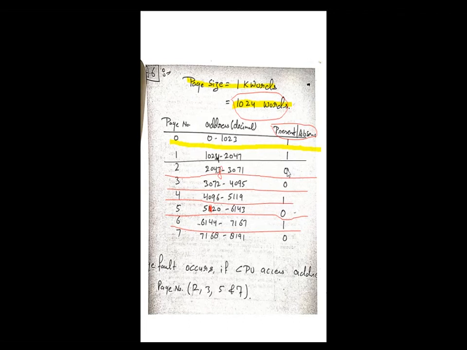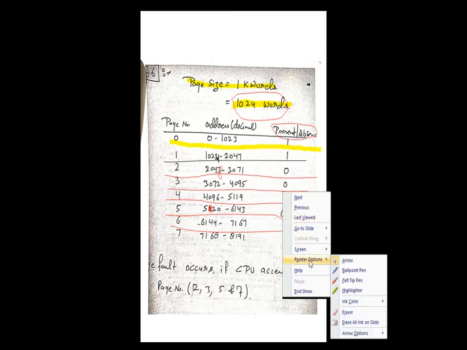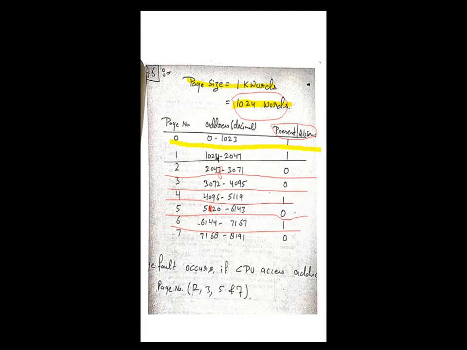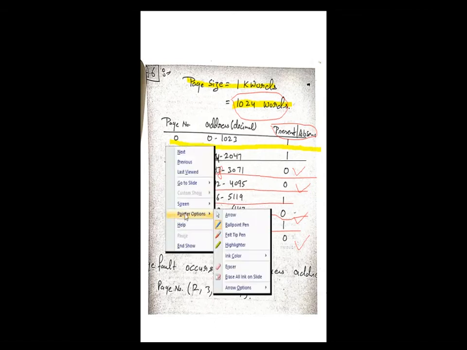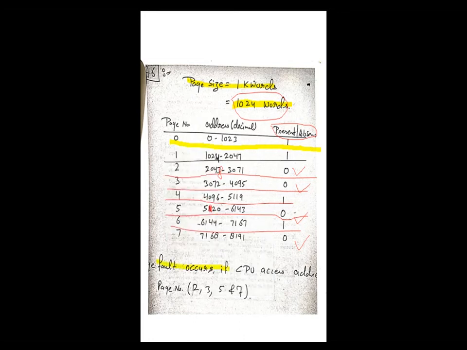So he is asking, what are the pages which generate a page fault? Those which have bit 0. Page faults are generated by those which have the present or absent bit as 0. So only these pages will generate a page fault. That's what we have written here, that a page fault occurs if CPU addresses page numbers 2, 3, 5, and 7. I hope you have understood this problem. Shall I go to the next problem? Yes, thank you. Now let's go to problem number 7.